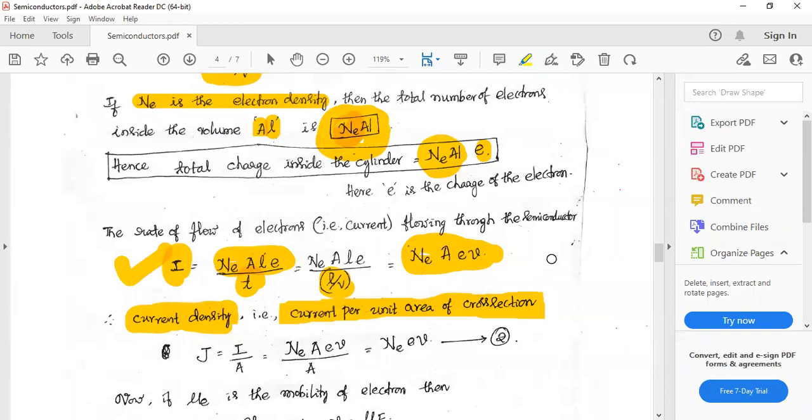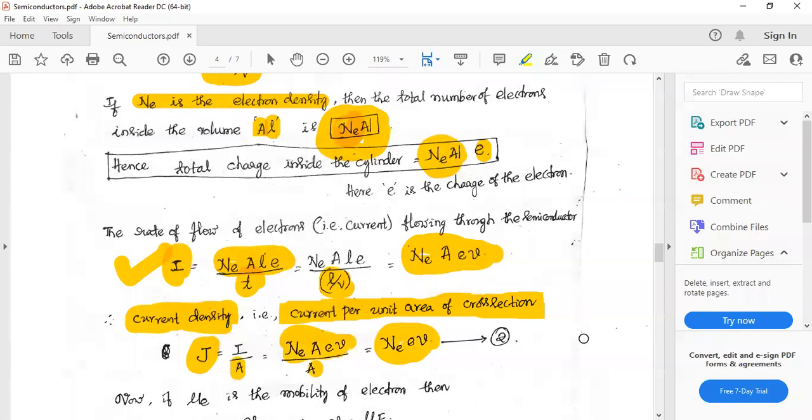Current density I will denote as J, and it will be equal to I divided by A. Now, you know the expression for I. It is NeA into EV. Substitute the value of current I and divide it by area of cross section A. You can cancel A in the numerator as well as the denominator, and you will be left with the expression for current density, that is Ne into EV.